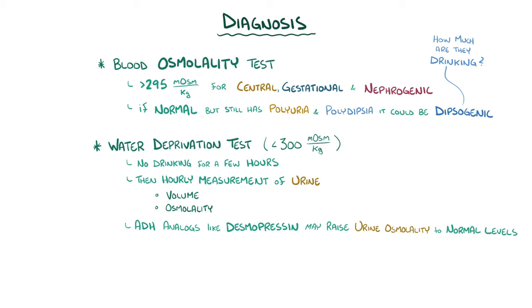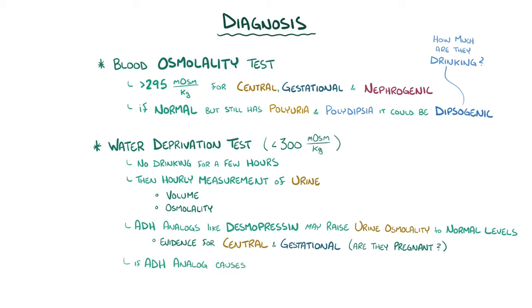suggesting that the cause is a low level of ADH. This would be evidence for both central and gestational diabetes insipidus, which can be distinguished by looking at whether the person's pregnant or not. If the ADH analog causes urine osmolality to increase only slightly, then the kidneys aren't responding to the ADH, meaning that it's nephrogenic diabetes insipidus.